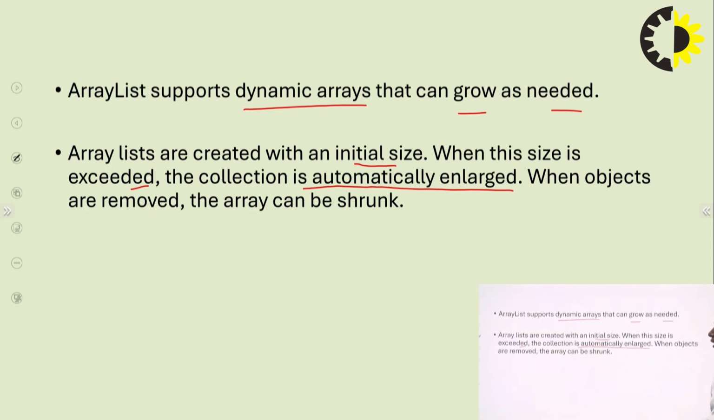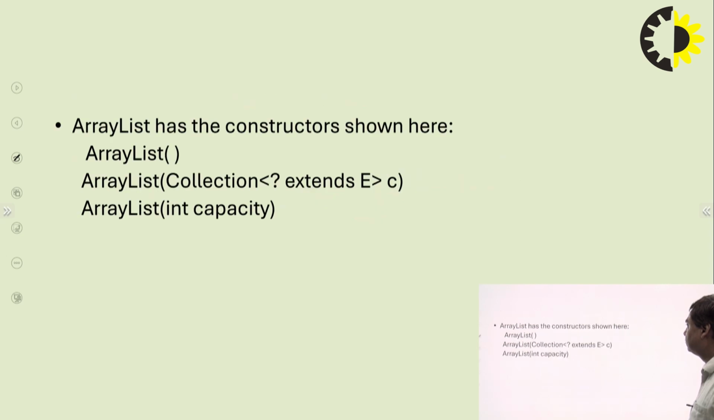So an ArrayList which is created can expand as per the requirement, and it can also shrink if you remove elements from the collection. The beauty of this ArrayList is that it is dynamic. There is no need to give the initial size. If you give an initial size, it will create that number of elements accordingly, and it can expand as per the need and shrink as per the requirement.